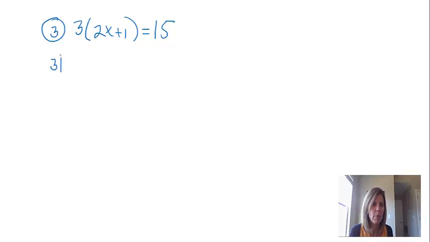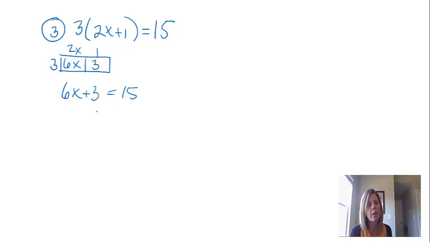So this one I'm going to draw my area model because we cannot solve this until we've taken care of those parentheses. So we're going to have a 2x and a 1. So 3 times 2x would be 6x, and 3 times 1 would be 3. So if I wrote down what that is now, it's going to be 6x plus 3, and now that will equal 15.